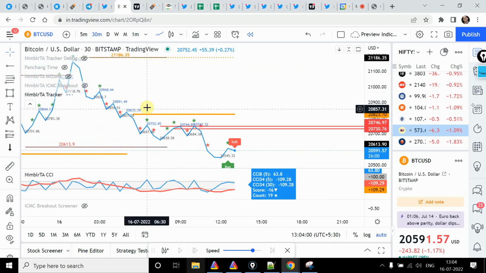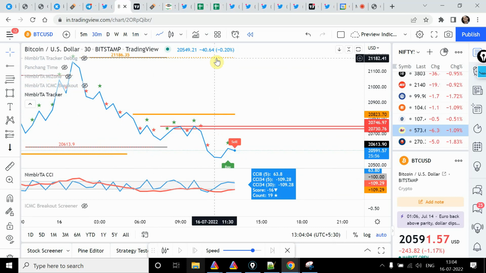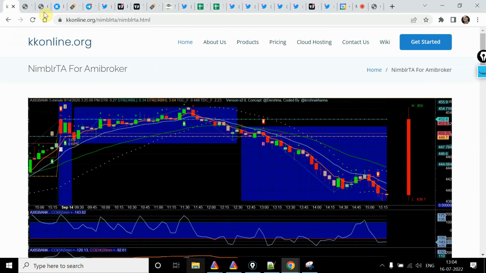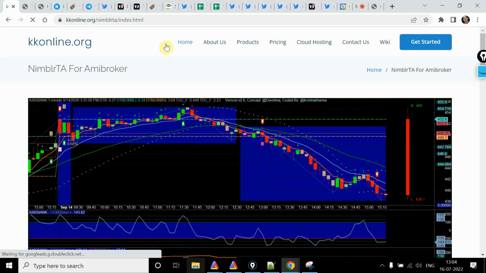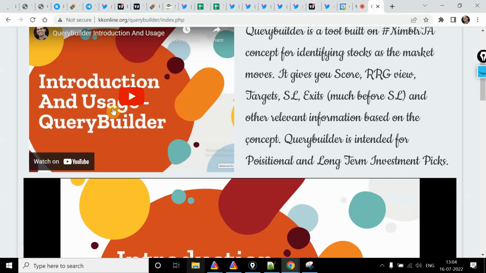Do you have a video on this scoring pattern? You said 12 to 14 you want to enter. Yes. So it is there on the Query Builder page itself. So if you go to the main NimblrTA site, in the products you will see Query Builder, and on the same home page itself there's a video which describes everything on Query Builder. So there's a presentation also, there's a video also, right?